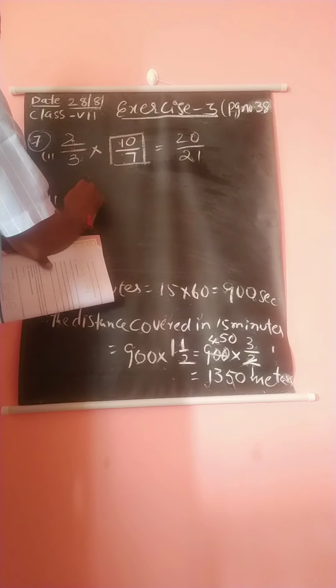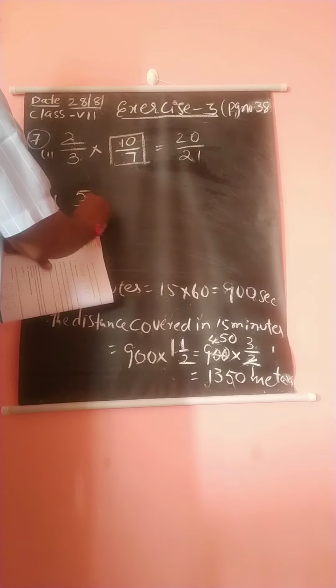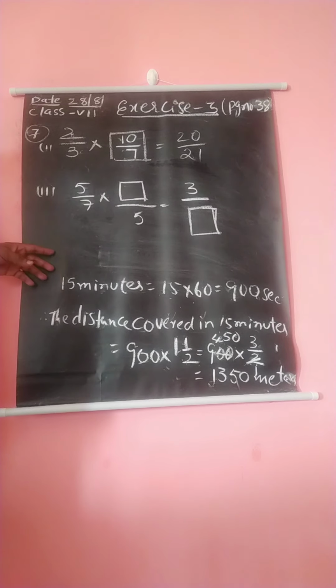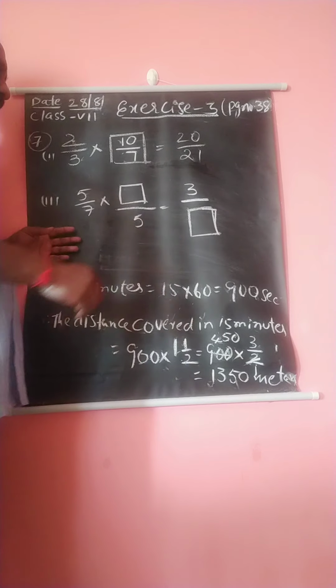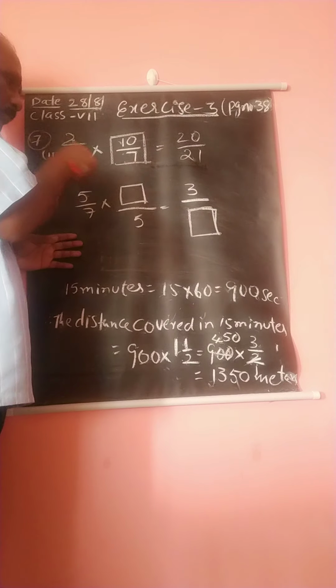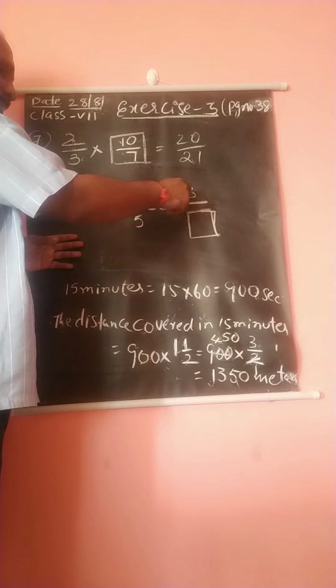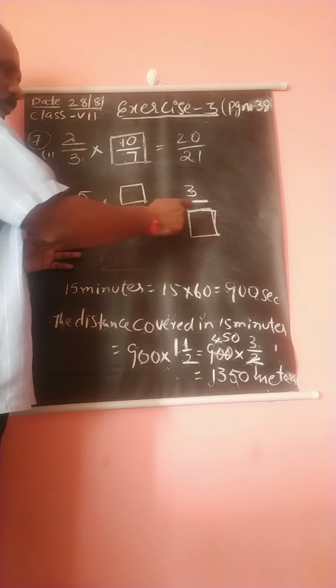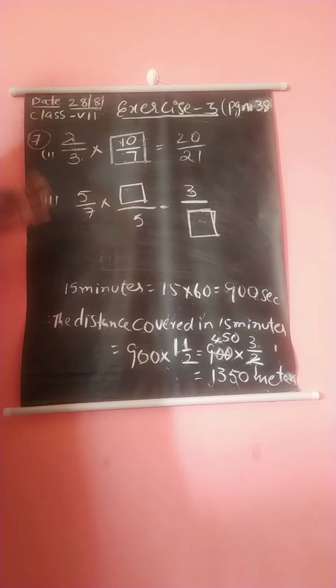5 by 7 into one more box, over 5. And here 3 is given as the numerator. What is the denominator? Now look here, children, 5 by 7 is there. What should multiply with 5 to get 3? Like here also, what is the denominator for the multiplication?